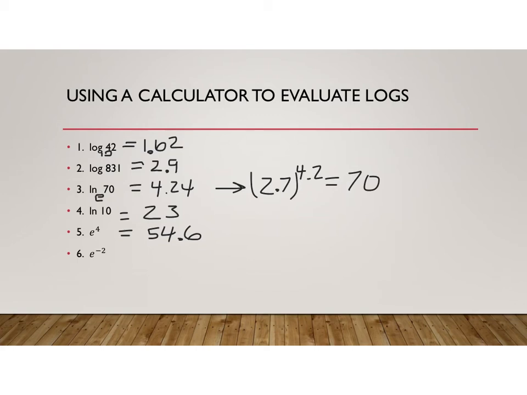And then e to the negative 2, realizing that a negative exponent will flip it. It's going to be a small number. This is going to be about 0.136.